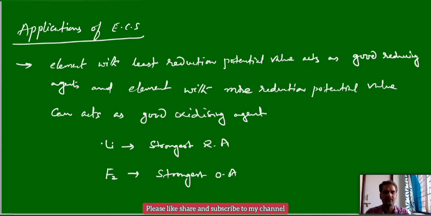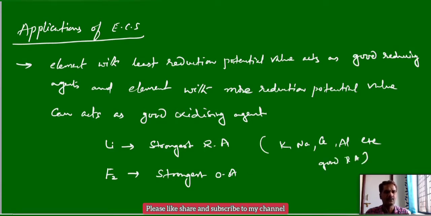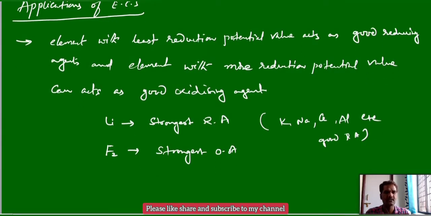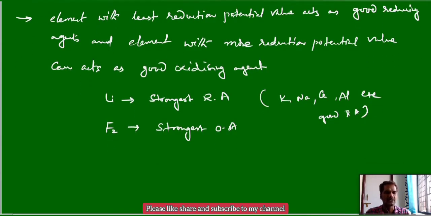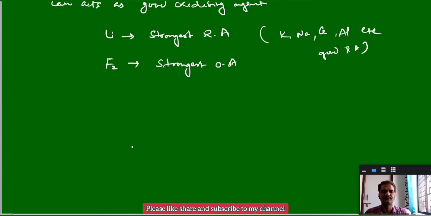And after lithium, potassium, sodium, aluminum are some good reducing agents. Apart from this, potassium, sodium, calcium, aluminum, etc., which have very low reduction potential values, can act as good reducing agents. Mostly metals can act as good reducing agents. The reason is their low reduction potential values.